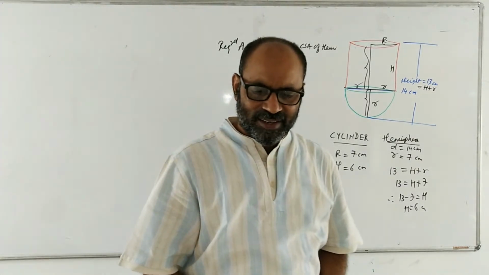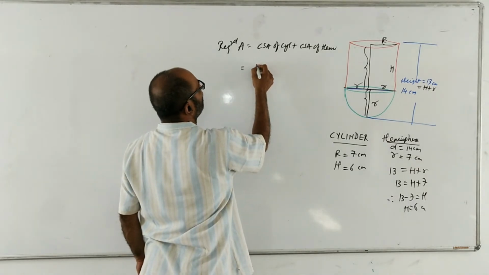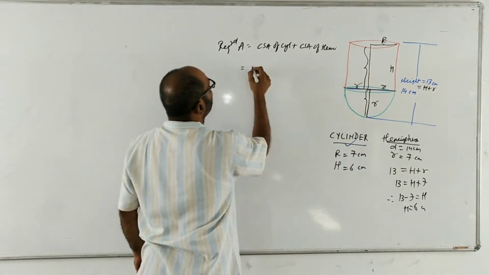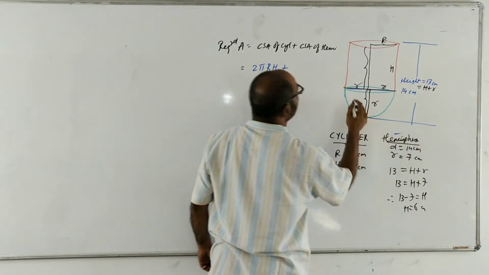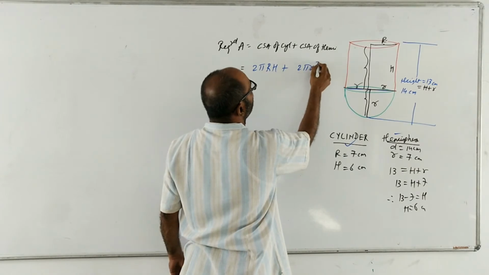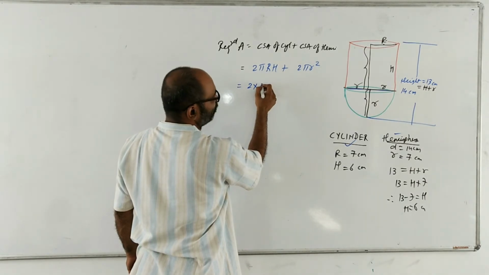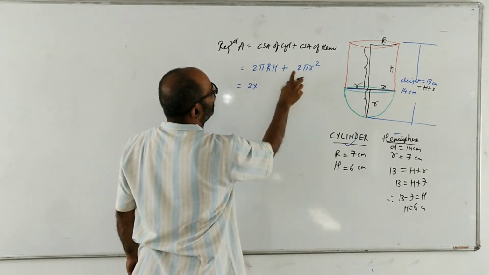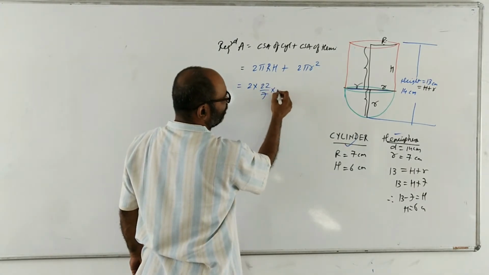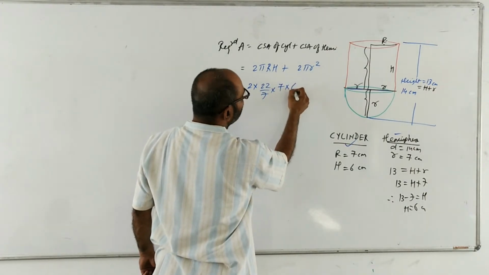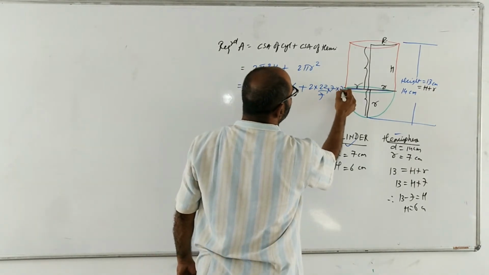Alright, fine. Now let's put all the values here. What is the formula to find the curved surface area of a cylinder? I used capital letters for the cylinder: 2 pi r h, plus for the hemisphere in small letters, what is the formula? 2 pi r square. Alright, substitute all the values. 2 into, well, if you want you can take 2 pi common, but do that after substituting the values. 22 upon 7, capital R 7, H 6, plus 2 into 22 upon 7, small r 7, 7.